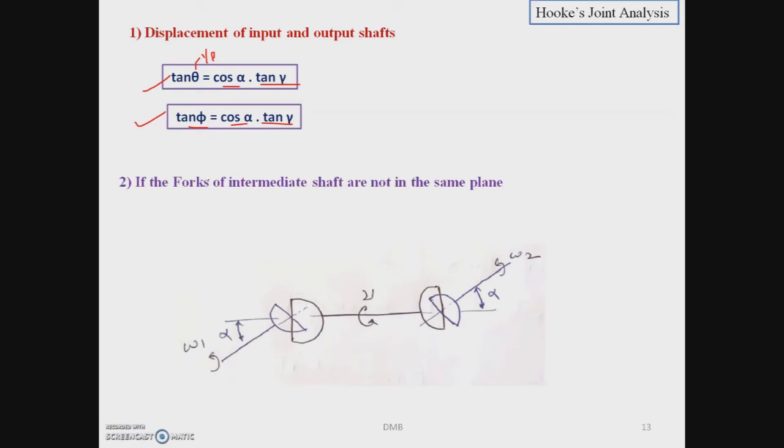Now if the forks of the intermediate shaft are not in the same plane, we will not get constant angular velocity ratio, and hence the velocity of the output shaft, omega 2, will vary between maximum and minimum speeds. Under such conditions, maximum speed of the output shaft will equal n1 upon cos square alpha, where n1 is the speed of the input shaft and alpha is the angle of inclination. And minimum speed of the driven shaft will equal n1 into cos square alpha.